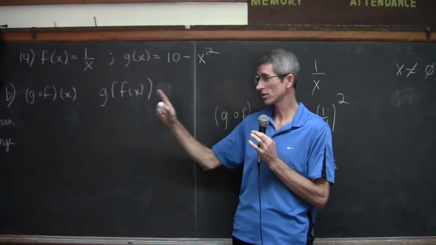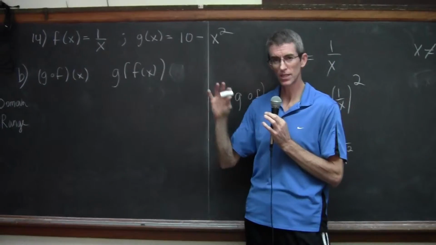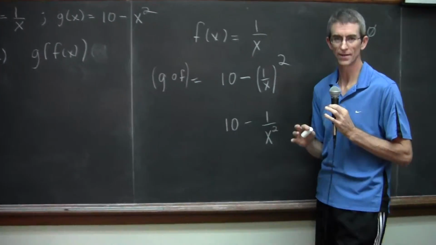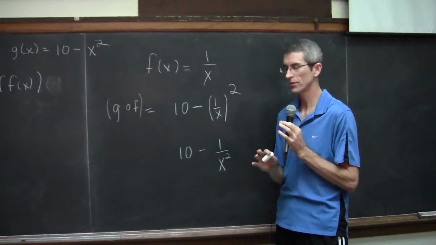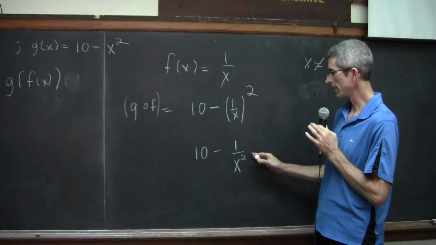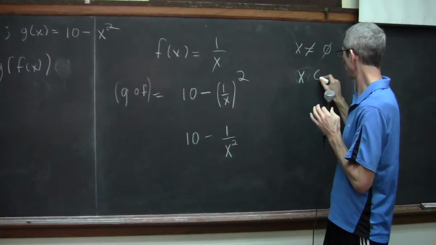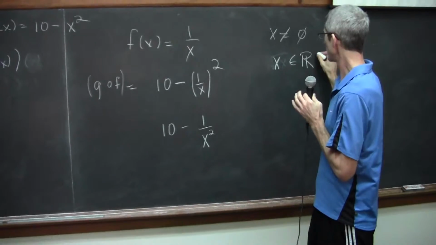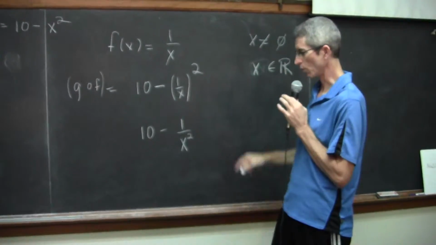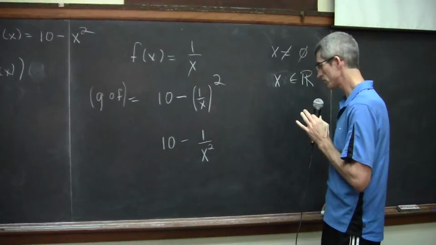So if there's a restriction in the original domain, you need to hold on to that restriction in your final answer, even for your composed function. So the domain here is going to be x is an element of all real numbers except it can't equal 0. It's cool. So now how do you calculate the range? That's a little trick here.